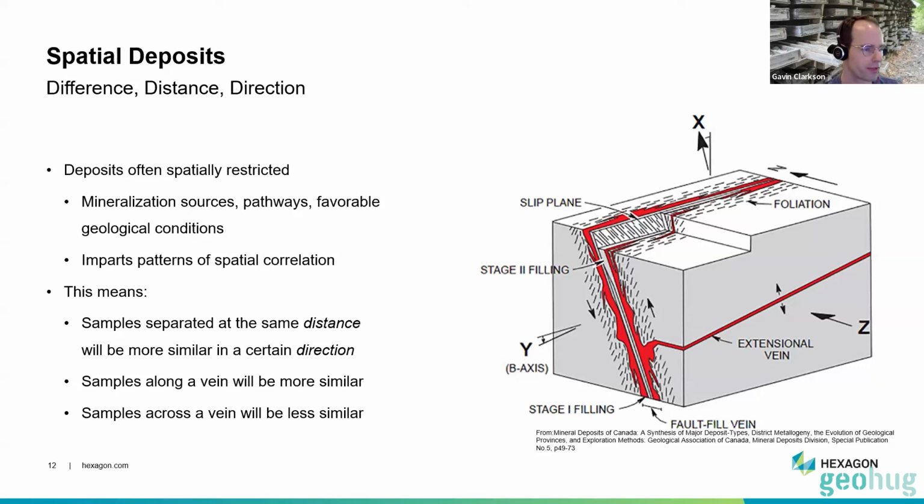And this one, for example, here, if we're imagining that these are high value ore veins, you can imagine that two samples separated at a large distance along the vein might be more similar to each other than two samples that are taken at a short distance across the vein. So where the samples are coming from and how they become weighted becomes very important.